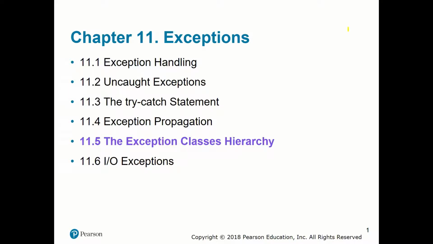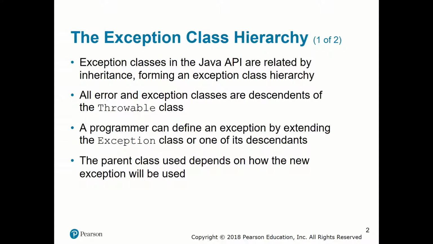Section 11.5, the exception classes hierarchy. Exception classes in the Java API are related by inheritance, forming an exception class hierarchy. Error and Exception classes are descendants of the Throwable class. A programmer can define an exception by extending the Exception class or one of its descendants. The parent class used depends on how the new exception will be used.